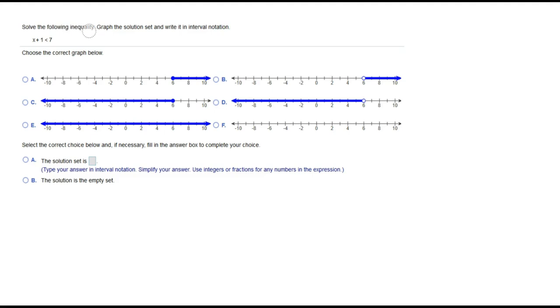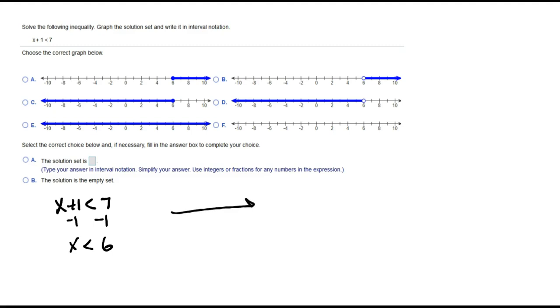Solve the following inequality. Graph the solution set and write it in interval notation. So we have the inequality x plus 1 is less than 7. We solve this just like an equation. We're going to subtract 1 on both sides. The only difference is if you ever divide or multiply both sides by a negative, you have to reverse the inequality sign. We didn't have to do that in this example, so we have x is less than 6.